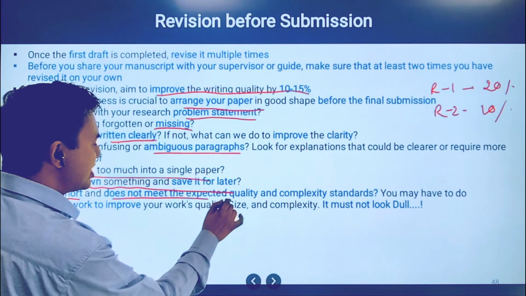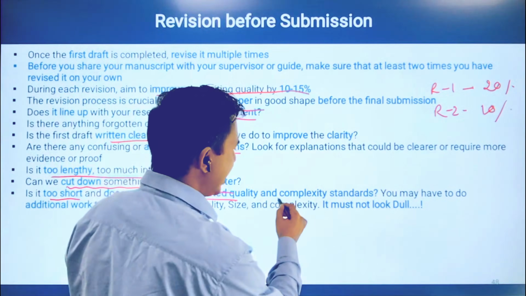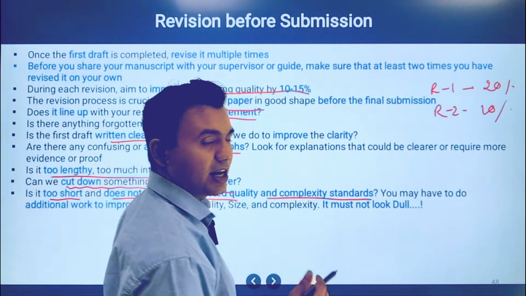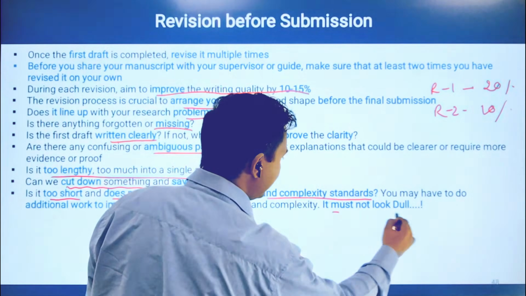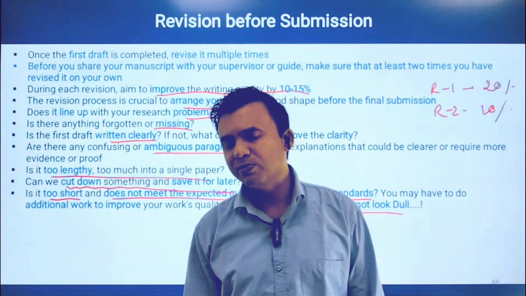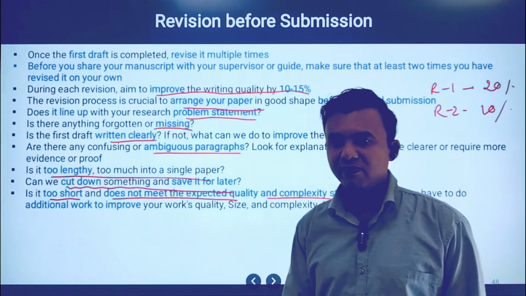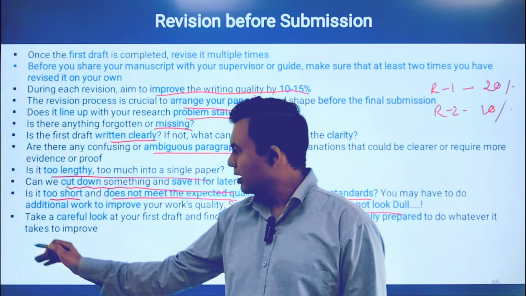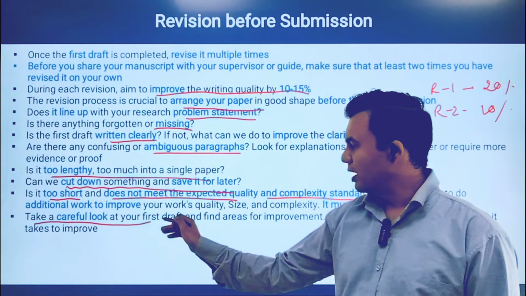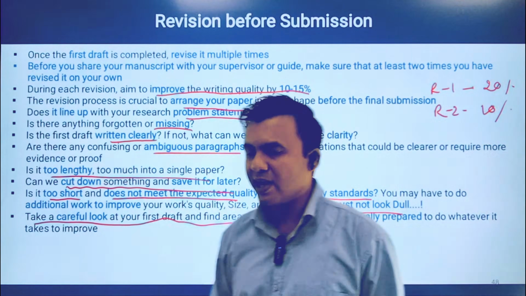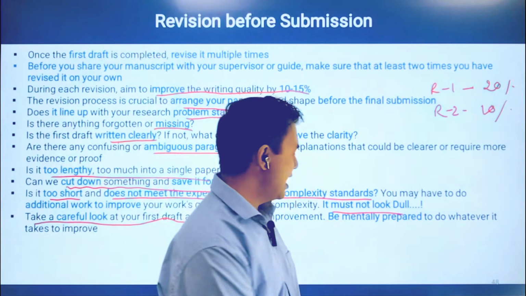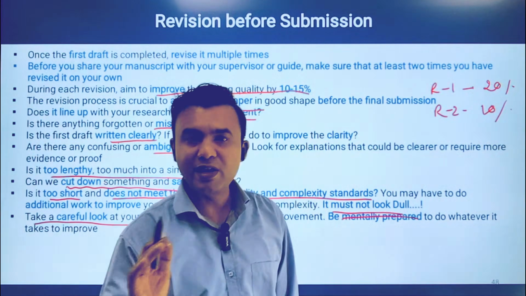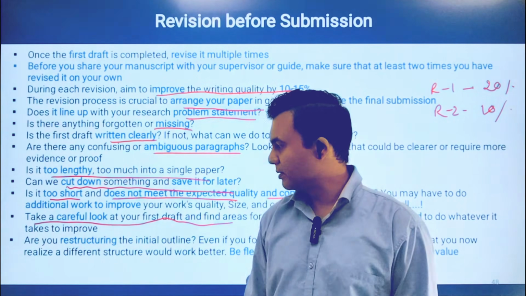And if it doesn't match the quality standard, the expected complexity standard, it should not look dull. It must not look dull. So then you need a rework, which is absolutely fine. Sometimes you write, rework, write, rework, then you reach the final quality. Take a careful look at your first draft and find the areas for improvement, and be mentally prepared to make changes and be flexible, right?